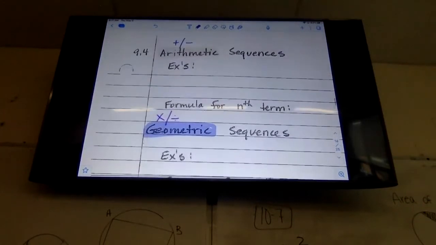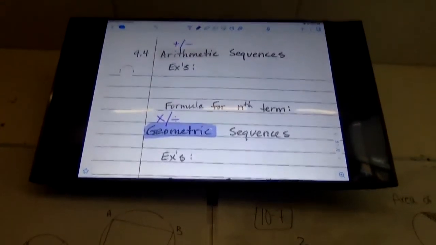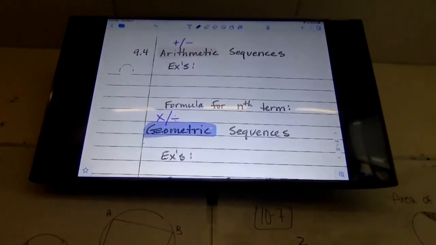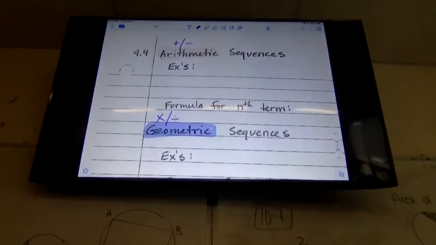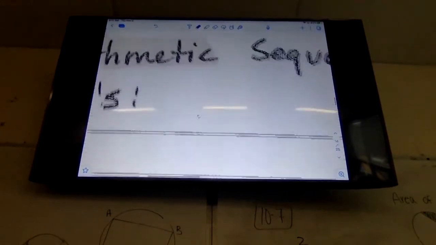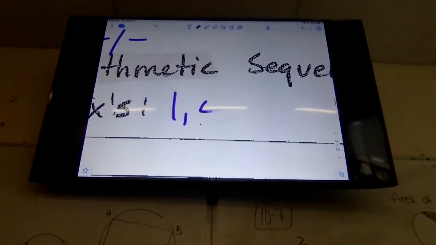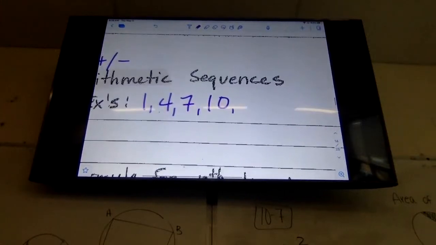It's not actually geometry. I know that it might give you some PTSD, but we use the word geometric to describe sequences that increase by multiplying or dividing by the same number each time. So an example of an arithmetic sequence is something like 1, 4, 7, 10, and most sequences go on at the end of it.